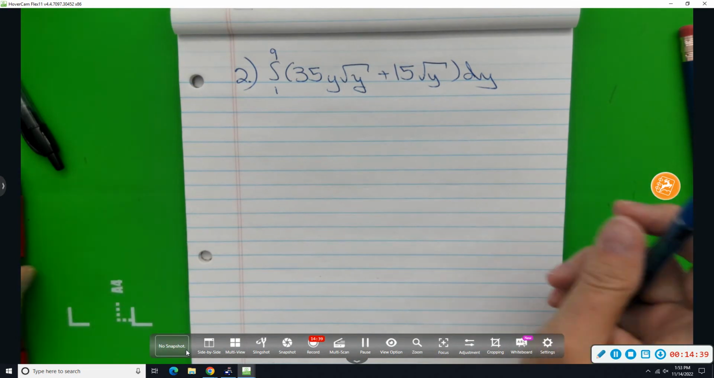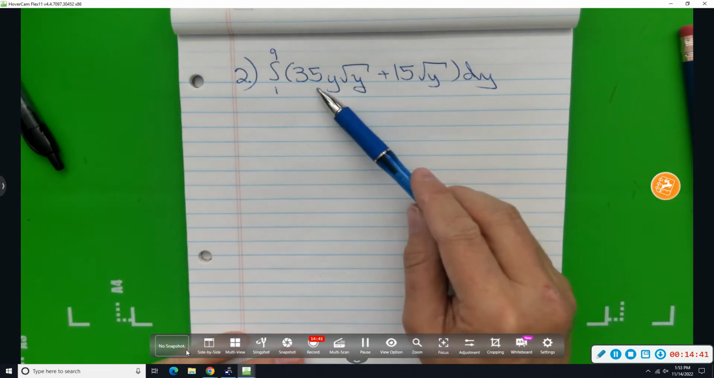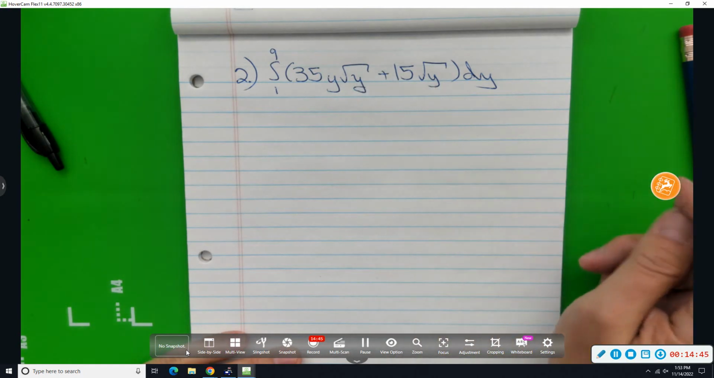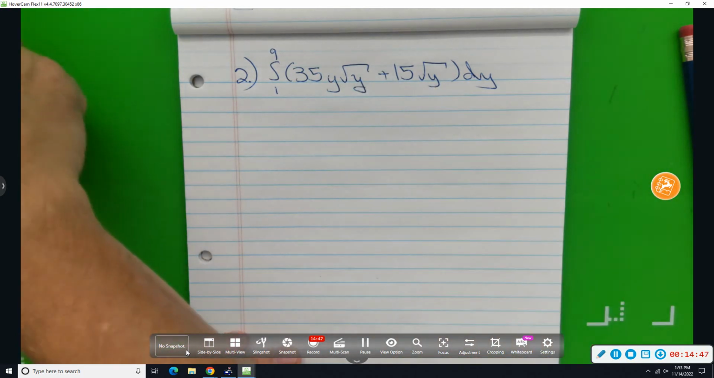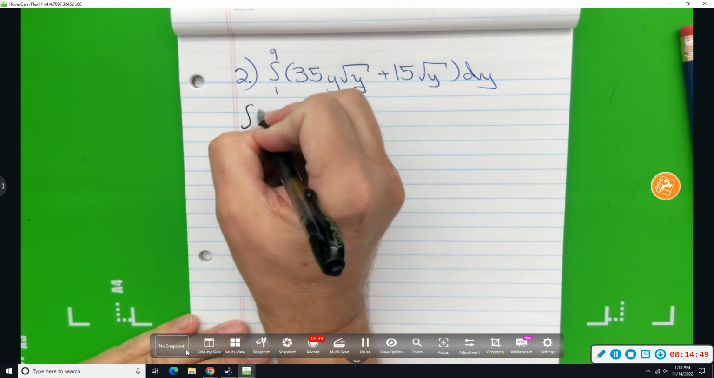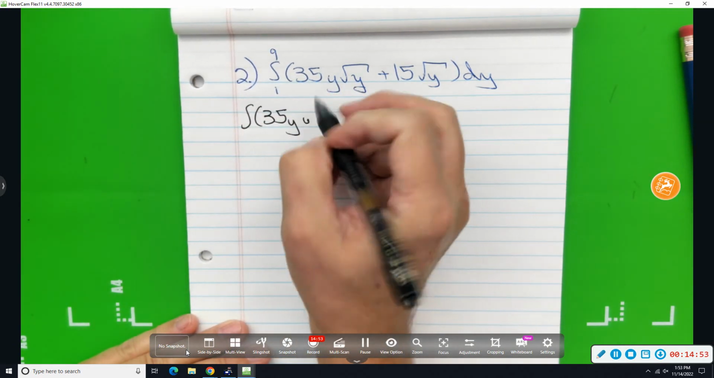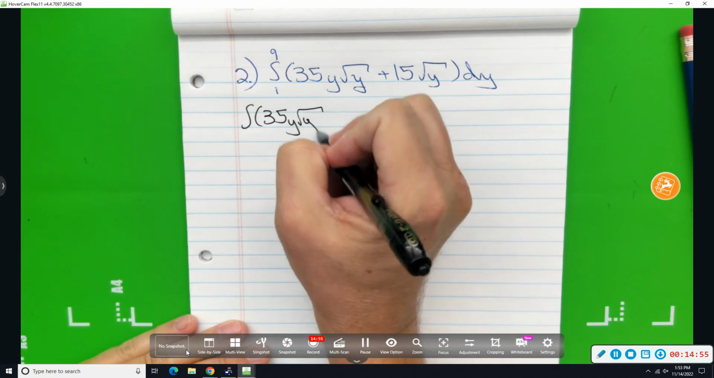The first thing we have to do is anti-differentiate 35y square root of y plus 15 square root of y in terms of y. So the first thing, we're going to anti-differentiate this.